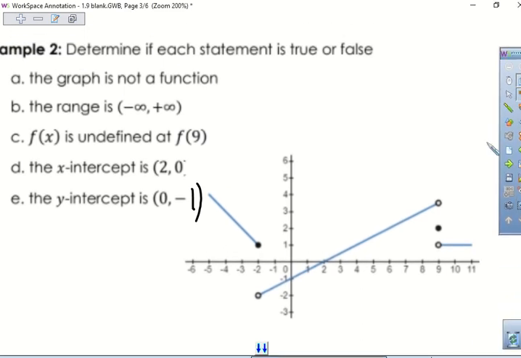Alright, so now we're going to look at this one, and we're going to determine if these statements are true or false.